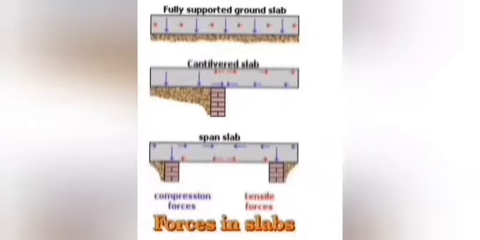Here we have types of slabs. The first one is the fully supported ground slab. The second one is the cantilevered slab, which has both compression force and tensile force. Then the third one is the span slab.